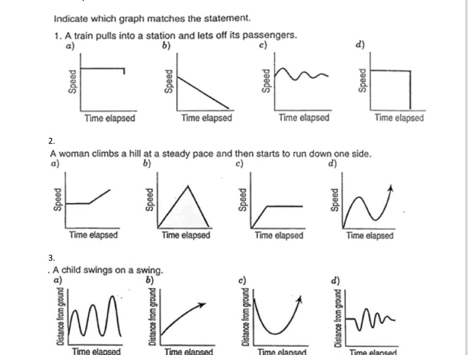And the last day, so we started the school year with these graphs from real life situations. So a train pulls into a station and lets off its passengers. Pay close attention to what is on the y-axis. It's our speed. So I don't quite understand why A is just floating in the air.